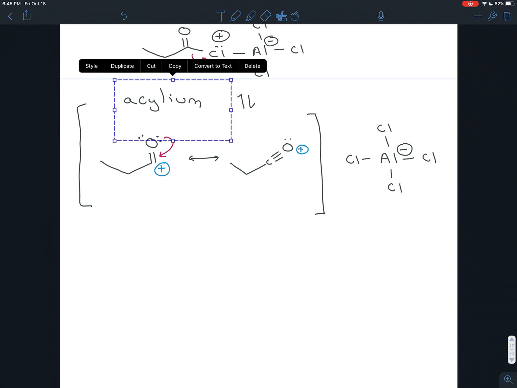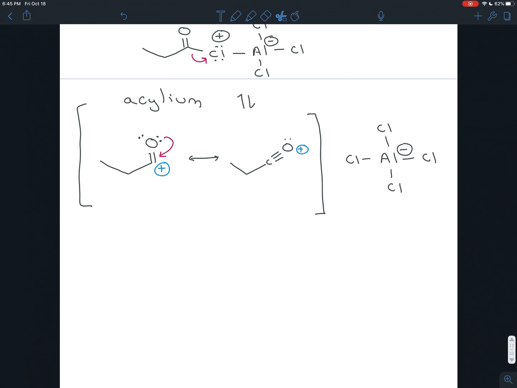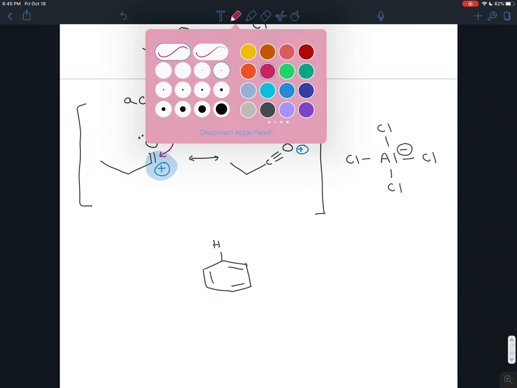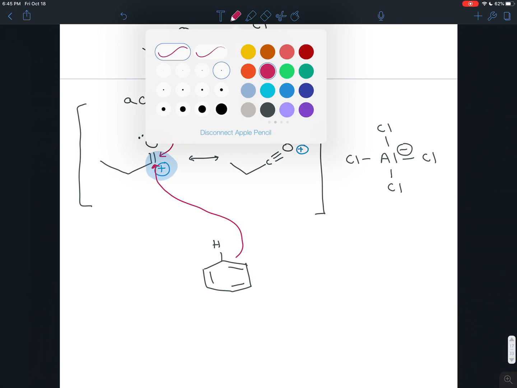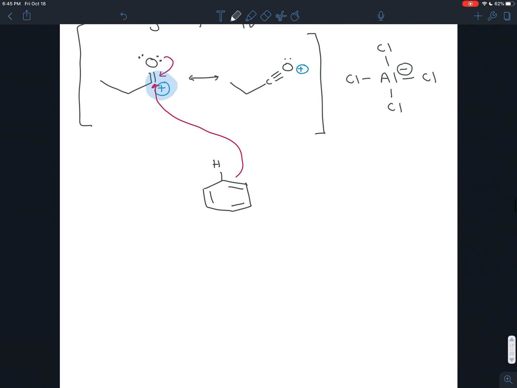Okay, so our acylium ion. Well, that's an awesome electrophile. It has a full positive charge, and so the benzene can now swoop in. Let's just keep track of this one hydrogen there. It'll swoop in and attack that very intense electrophile.